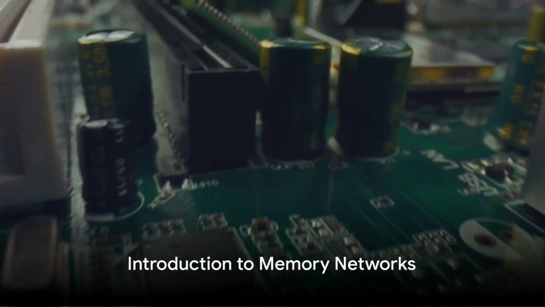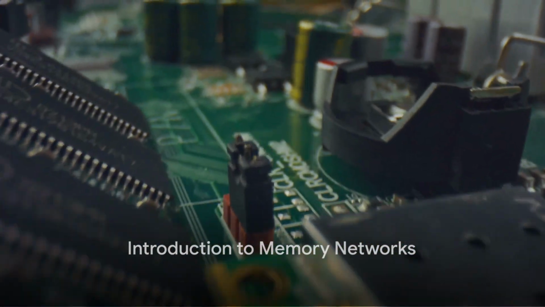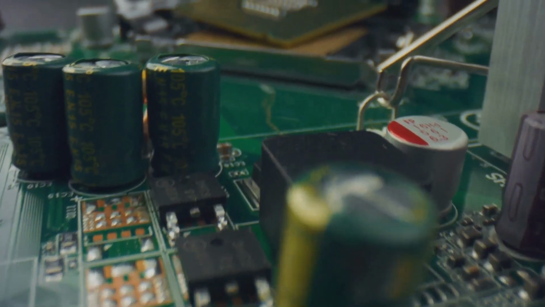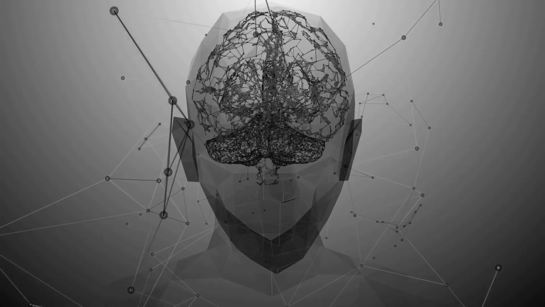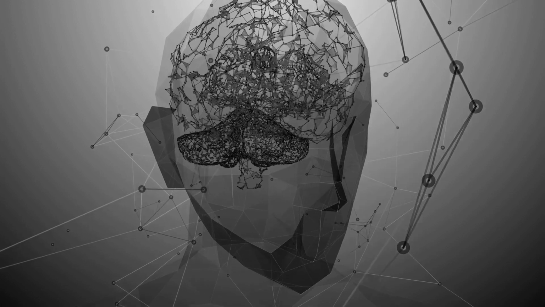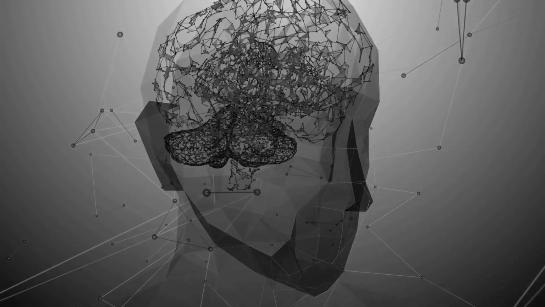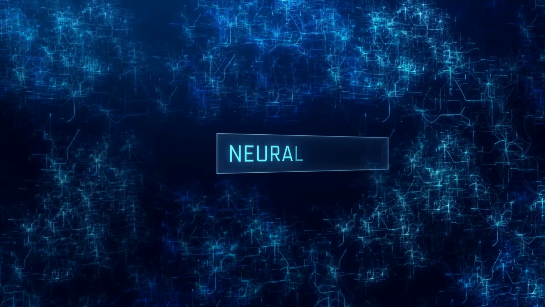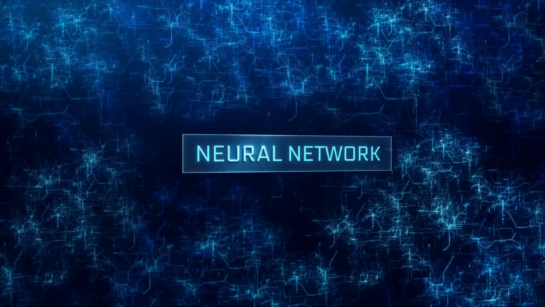In the ever-evolving world of technology, memory networks hold a position of paramount importance. Just as the human brain stores and retrieves information, these intricate systems enable machines to remember and draw upon learned data. One such fascinating system is the hetero-associative memory network.